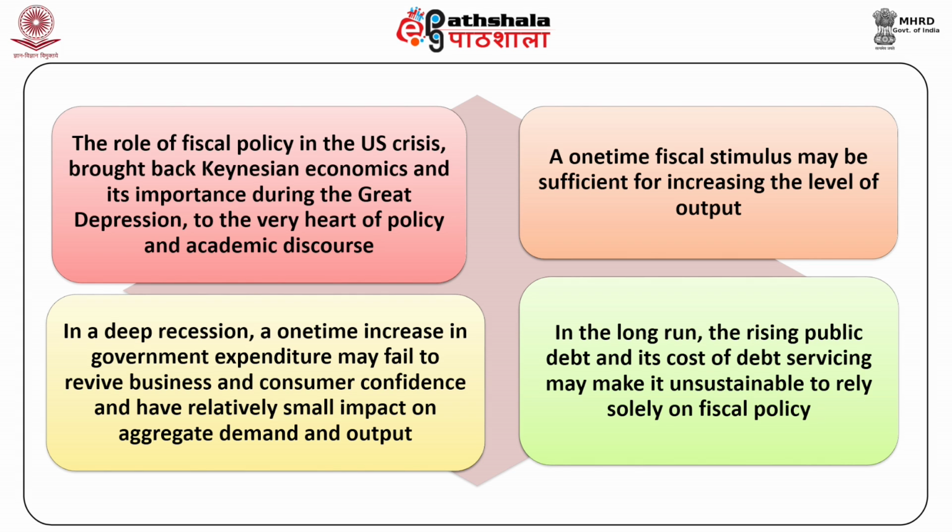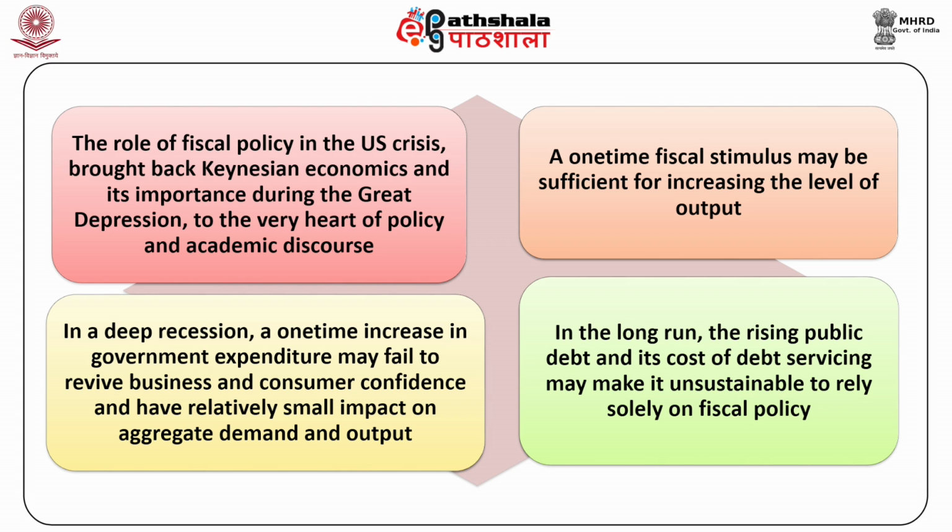However, fiscal policy, which was discussed separately in some of the previous modules too, has limitations. Under normal circumstances, a one-time fiscal stimulus may be sufficient for increasing the level of output. But in a deep recession, a one-time increase in government expenditure may fail to revive business and consumer confidence and have a relatively small impact on aggregate demand and output. In such cases, the government will have to continuously incur several rounds of expenditure hikes to boost economic activity.